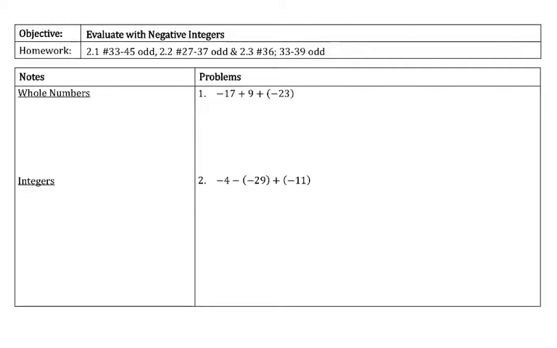Hi all! So for this video, we're going to be talking about evaluating with negative integers. Make sure you've got your notes and pencil and everything ready to go. You can pause whatever you need to.